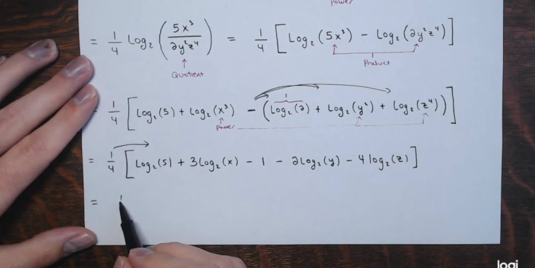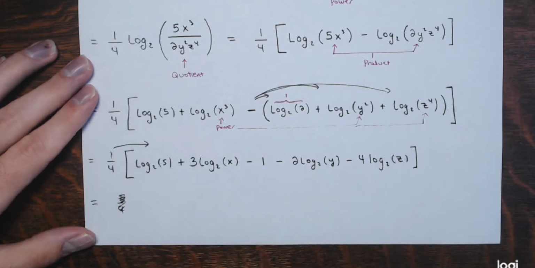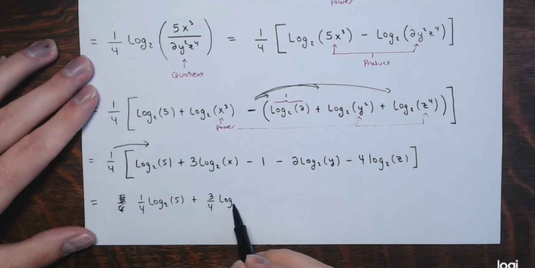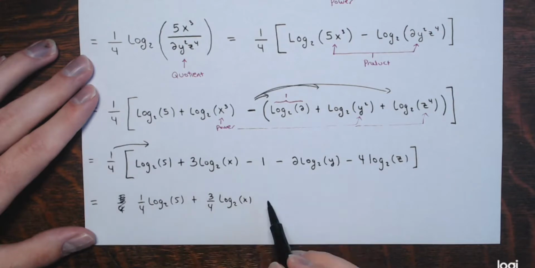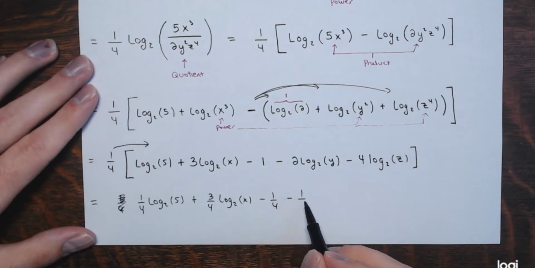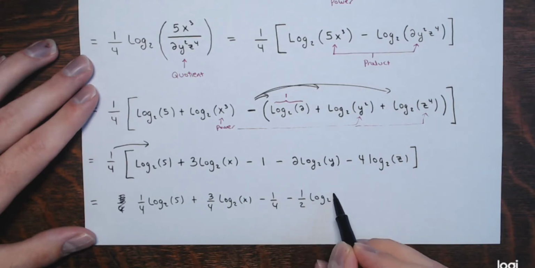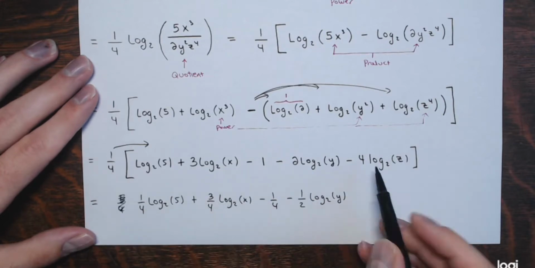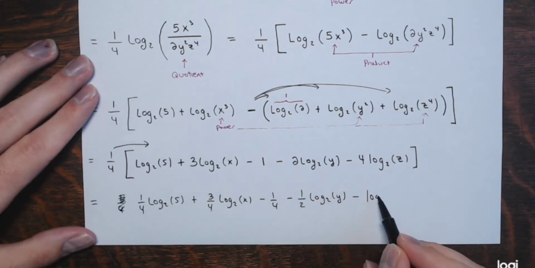So this is 1/4. You know what? I'm actually going to leave it like this. No, I should put it in. Sorry. So 1/4 times the log base 2 of 5 plus 3/4 times the log base 2 of x minus 1/4 times negative 2 here would be minus a half times the log base 2 of y, and then 1/4 times negative 4 is minus 1, so just minus the log base 2 of z.